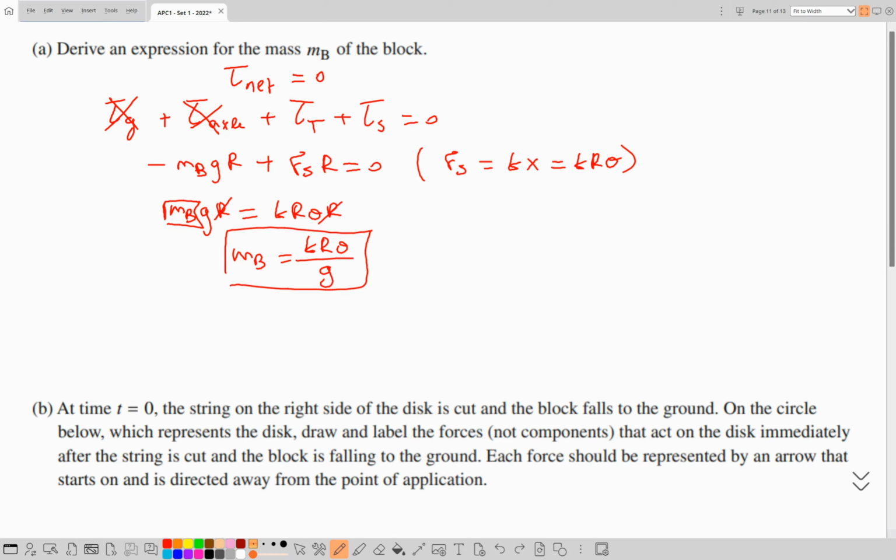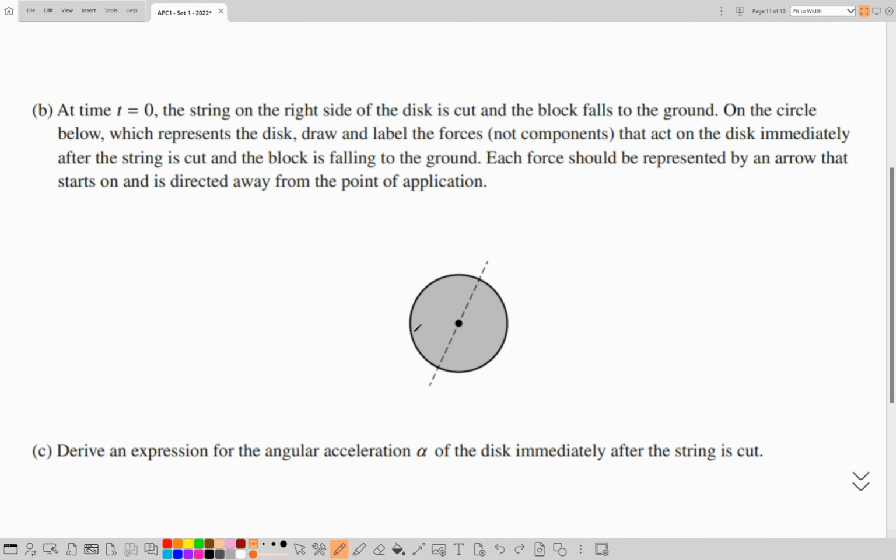Now this is it for part A. Now in part B, they're telling us at time t equal to 0, the string on the right side of the disk is cut and the block falls to the ground. On the circle below, which represents the disk, draw and label the forces, not components, that act on the disk immediately after the string is cut.